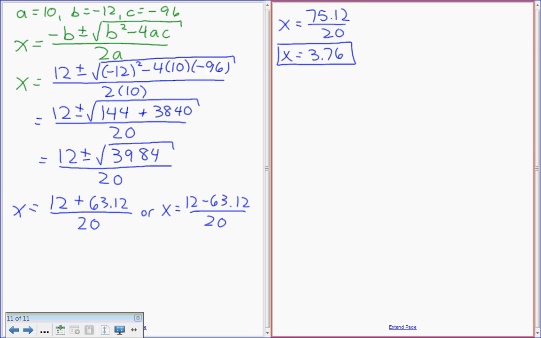Okay. On the other side, you get 12 minus 63.12, and you get negative 51 over 20. That's equal to negative 2.56.